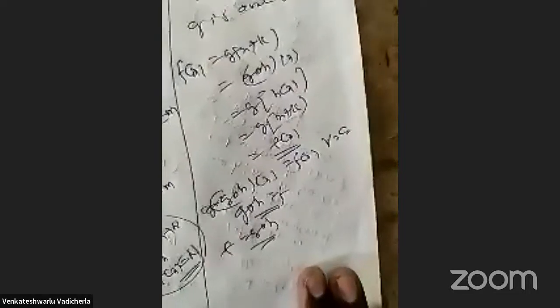But we know that g circle of h of x is equal to f of x for all x belongs to M. So f is g circle of h, or f is equal to g circle of h. This is called g. It is an injective homomorphism. Injective homomorphism, yes. It is unique.